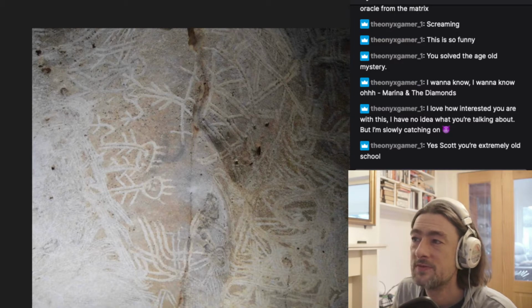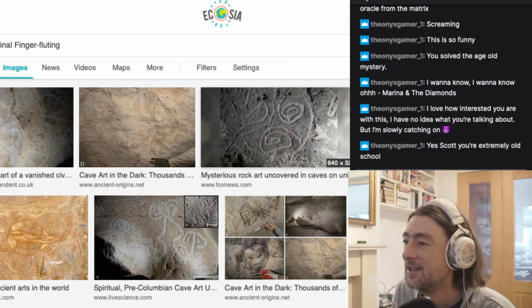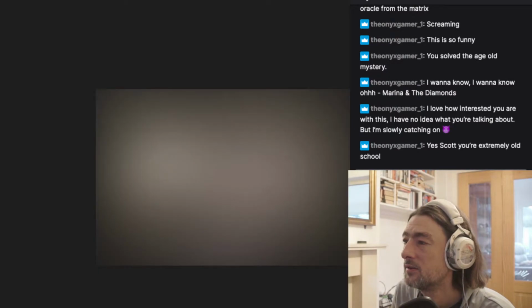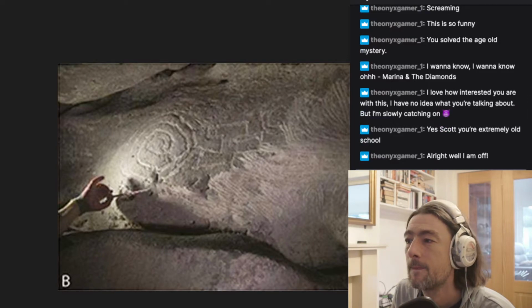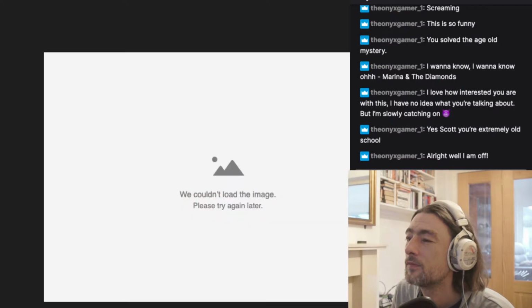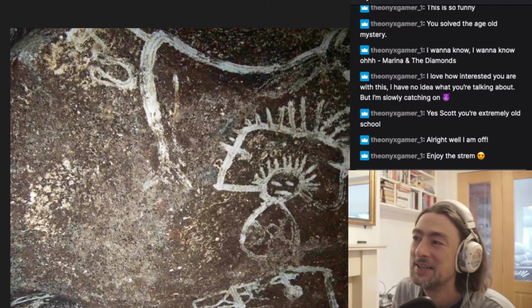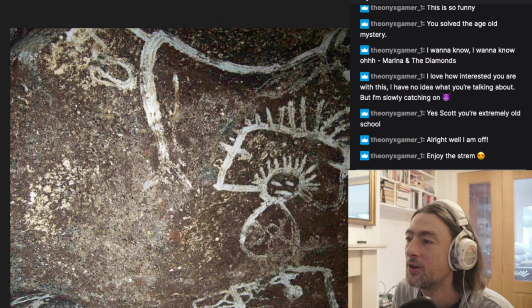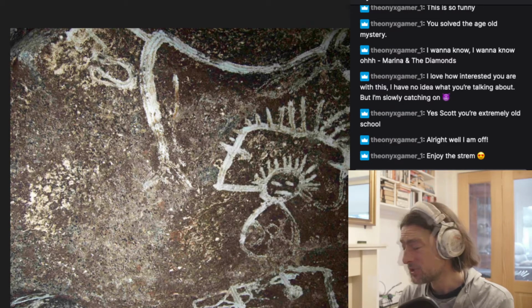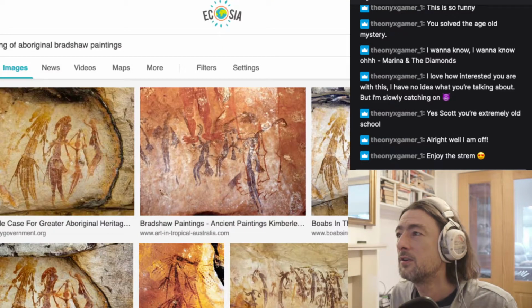Just looks like kind of primitive stick people, doesn't it? Rock art. I'm guessing that they did it with their hands. Yep. Couldn't load that image. That's finger fluting then. Scratching into rock. It's almost like a graffito, isn't it? I think that's what graffiti means, isn't it? Scratched into rock. Graffito.